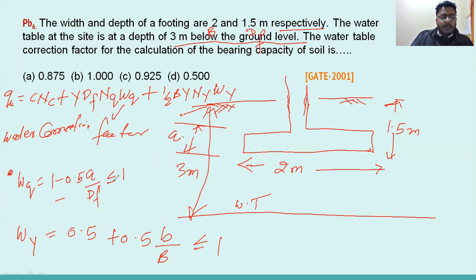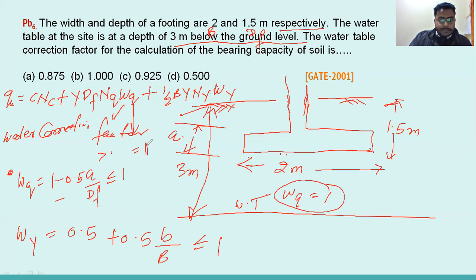Or you can take this value will be 1. Sorry. So when the water level is below the base of the footing, if you put the value in the negative of A, this will be greater than 4. So in this case 1, when the water table is below the base of the footing, WQ will be 1. In this case, you can see the water table is below the base of the footing, so this WQ will be 1.